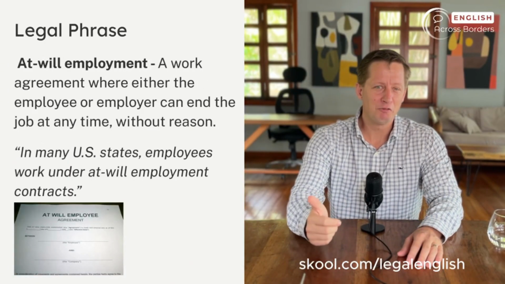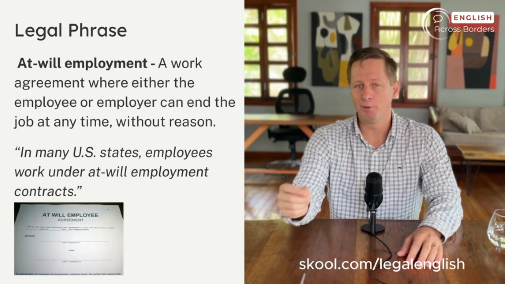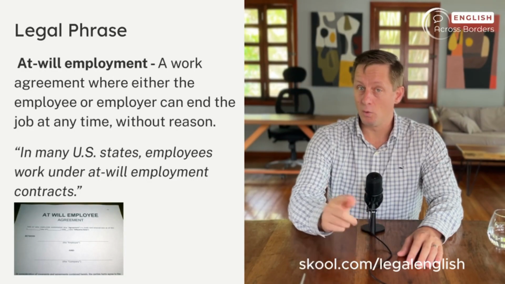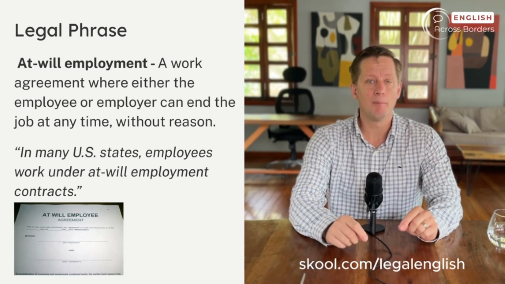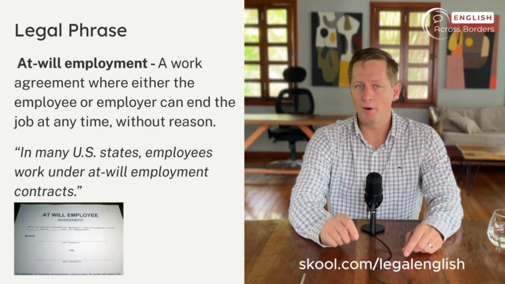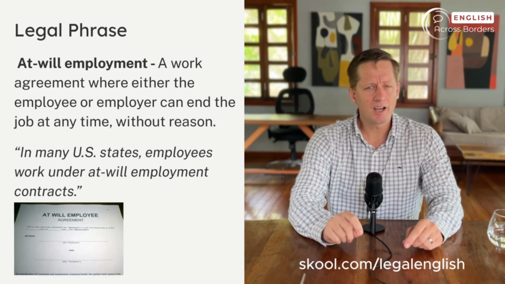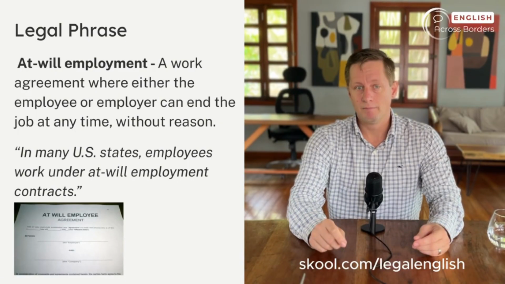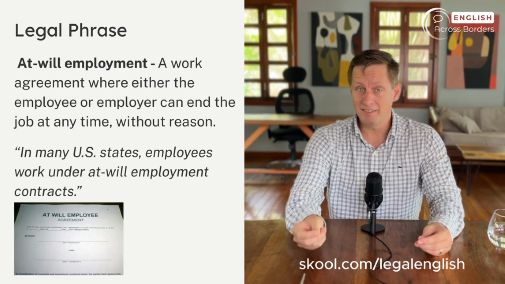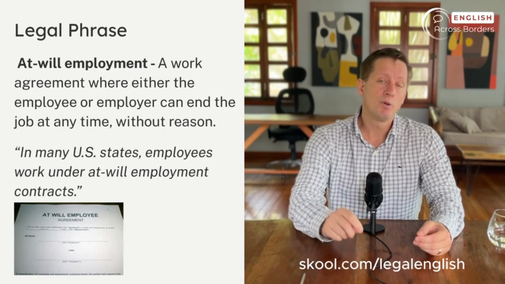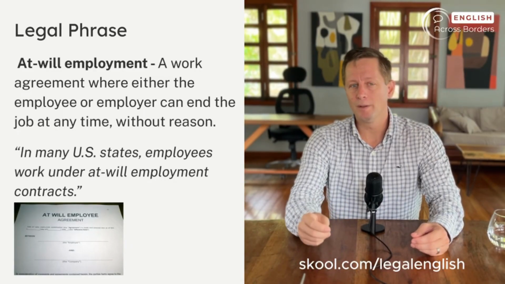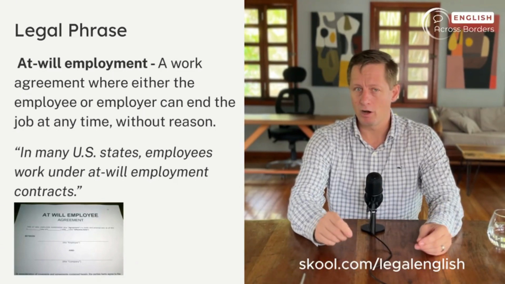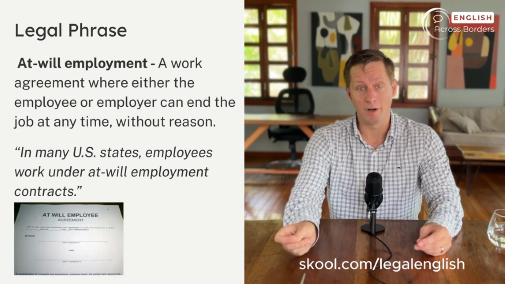Now, a legal phrase, at-will employment. This means either side, the employer or employee, can end the job whenever they want without giving a reason. This is common in some countries like the United States, but not everywhere. For example, in many states in the United States, employees work under at-will employment contracts. Understanding this is important when talking about job security and rights.